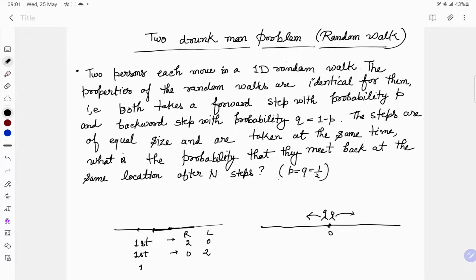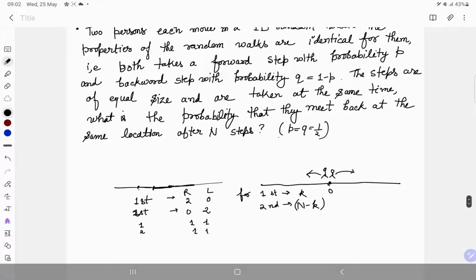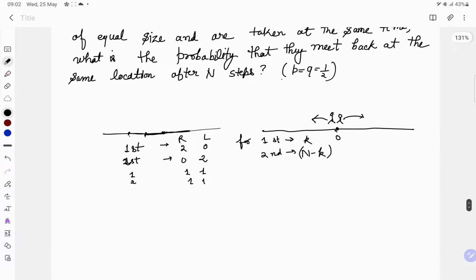Then again, first and second, 1 and 1, then 1 and 1, and if you go on, you will see that if for the first random walker there are k steps right, then for the second random walker there are n minus k steps left. This will always hold if they have to meet. So obviously, for one random walker, the probability to move k forward steps is given by the binomial distribution.